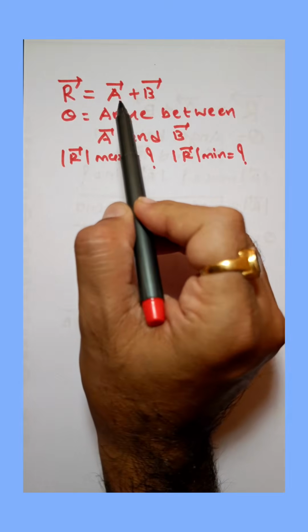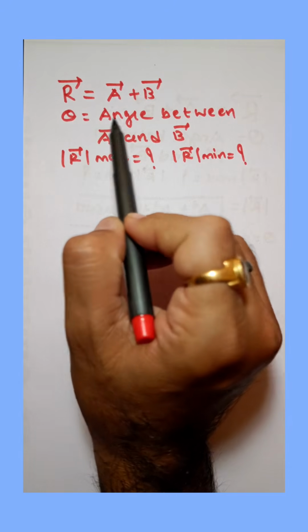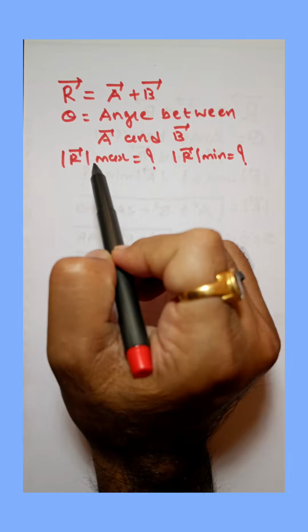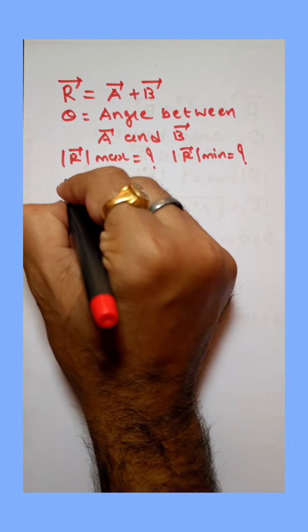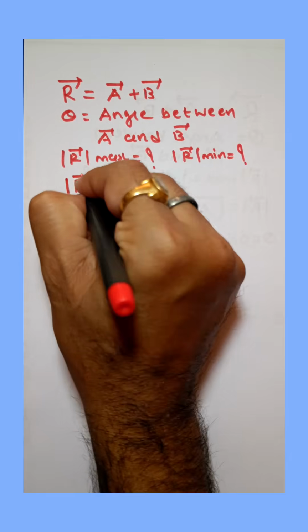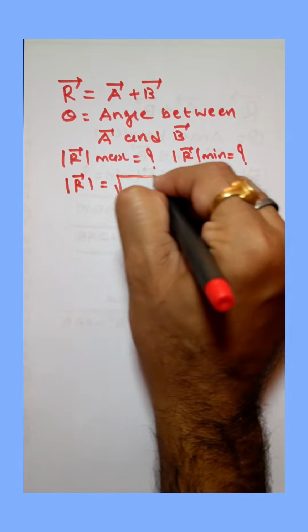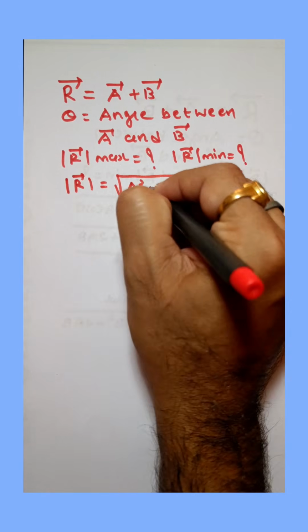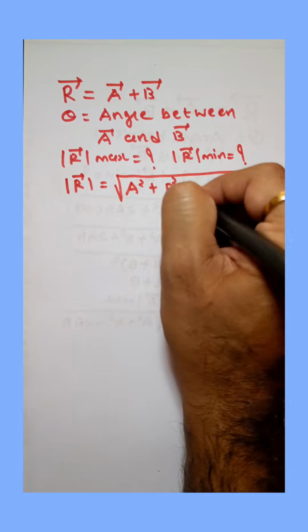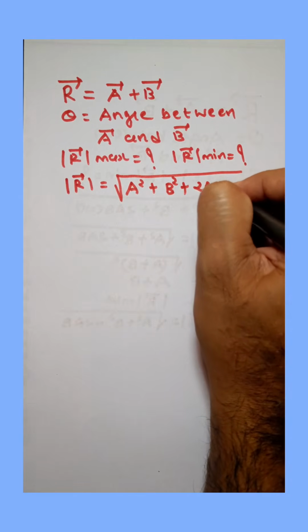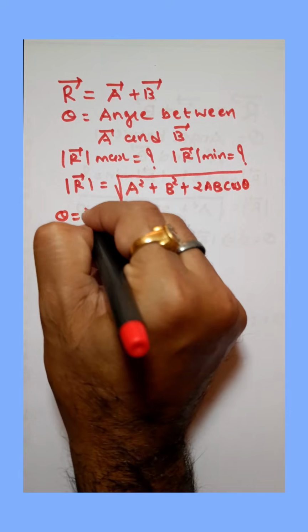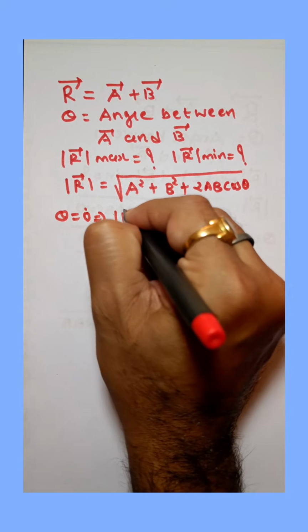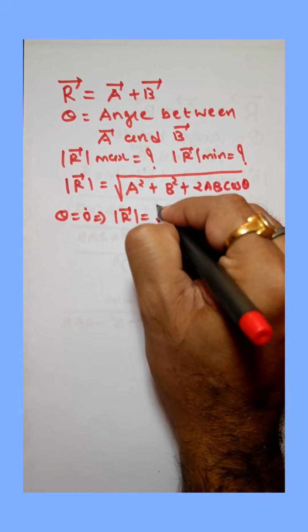If r vector is the resultant of a and b vector, theta is the angle between a and b vector, then find out the maximum and minimum value of this resultant vector. Now the formula of mod r vector is square root of a square plus b square plus 2ab cos theta. When theta is 0, it means a and b vector are parallel to each other.